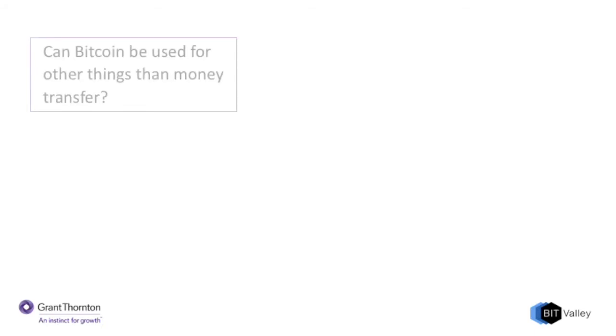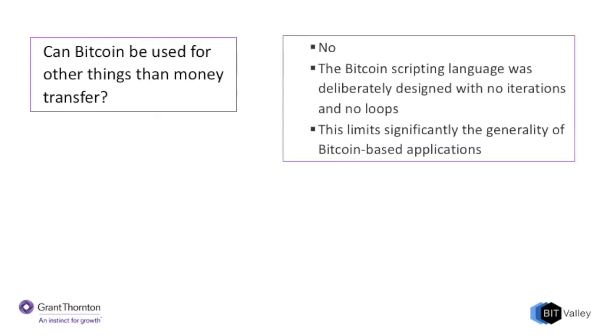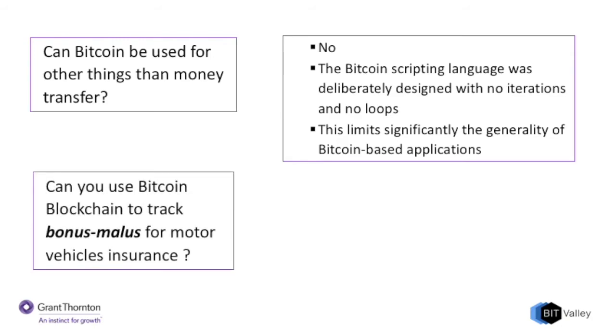Now, a smart question. Can Bitcoin be used for other things than money transfer? No. The Bitcoin scripting language was deliberately designed with no iteration and no loops. This limits significantly the generality of Bitcoin-based applications. Can you use Bitcoin blockchain to track bonus malus for motor vehicle insurance? No. You need a different type of blockchain that can support business logic on a transaction level.